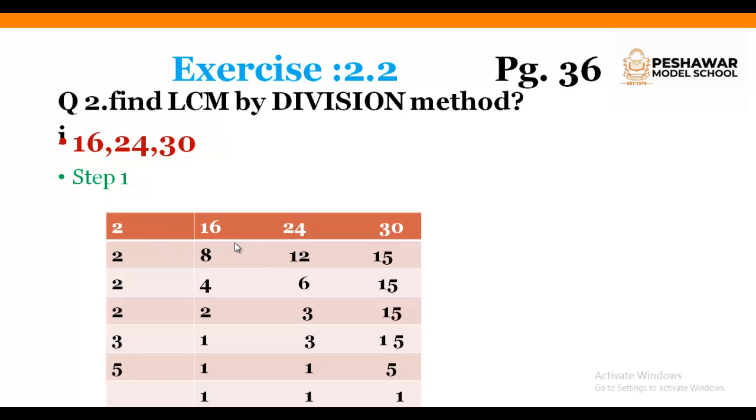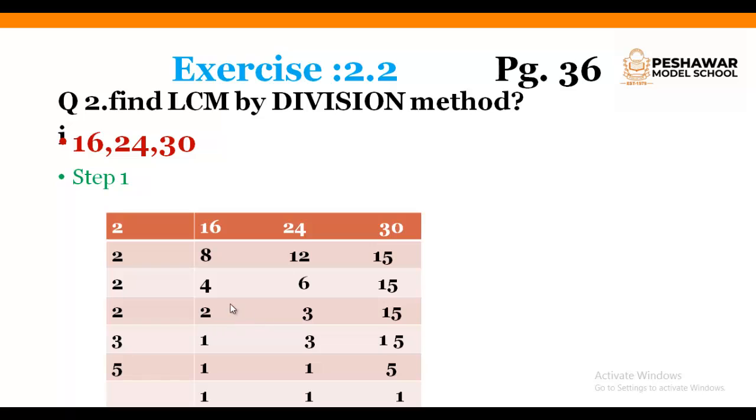2 8s are 16, 2 12s are 24, and 2 15s are 30. So 2 4s are 8, 2 6s are 12. 8 and 12 are divisible by 2. 15 is not divisible by 2, so 15 will stay as it is over here. So 2 2s are 4, 2 3s are 6. 15 as it is, because 15 is not divisible by 2.